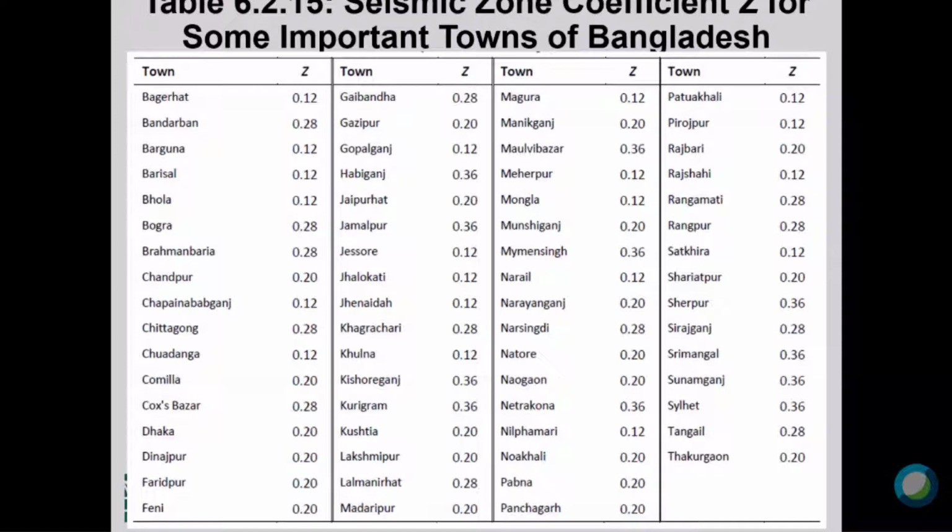Now, Z values are given on the map, but for your convenience, BNBC also gives you this table where you can look up the Z value for more places in the country. So for the city of Dhaka, which is in zone 2, the Z value is 0.2.